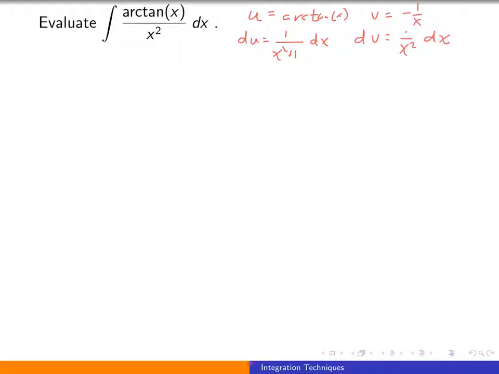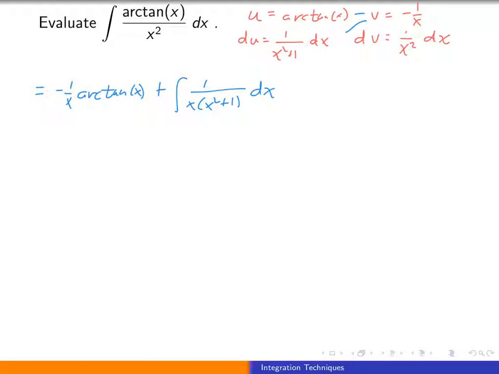So integration by parts tells us that we take uv minus the antiderivative of v du. So that would be minus 1 over x arctangent of x, minus, and note our integrand is going to contain a minus in it, and if we pull that out front, minus a minus is a plus, and it will be 1 over x squared plus 1.